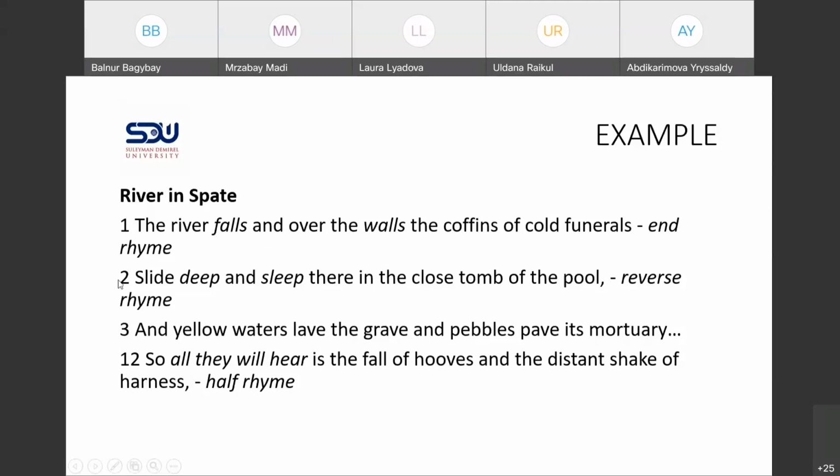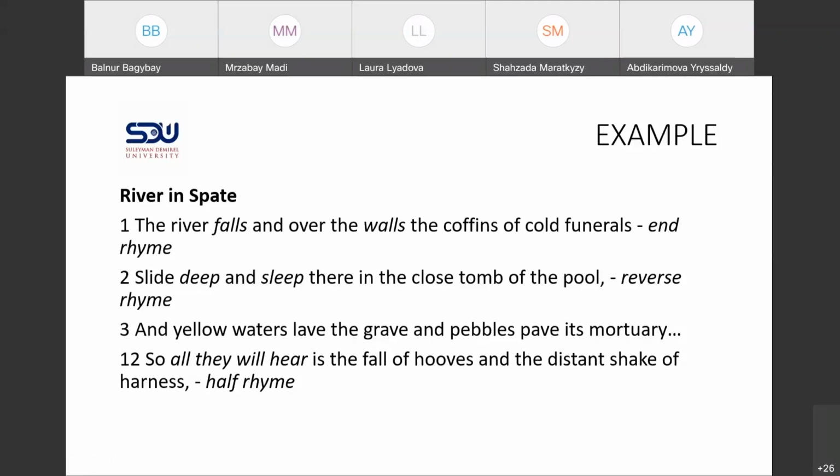Okay, the line number 2. Could Shahzada read it for us? She's here. The second one, yeah. Slide deep in sleep. There is in the closed tomb of the pool. This one is reverse rhyme. Yep. Deep and sleep. And they are considered as the reverse rhyme.